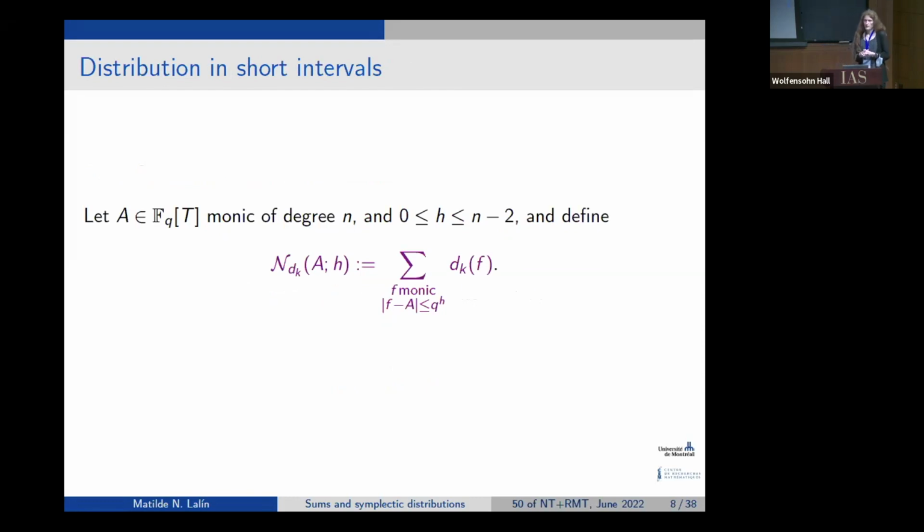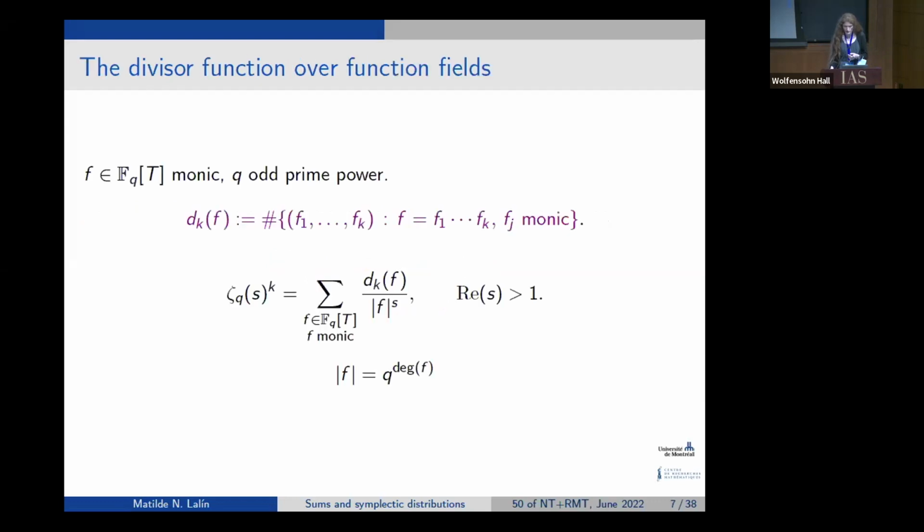And then the two problems that I described before can be modeled in this context. So for the short interval problem, or maybe before that, let me just remind everybody that when I take the norm of f in this context, I just mean q to the degree of f. So this is the number of elements in the quotient of F_q[t] by f.